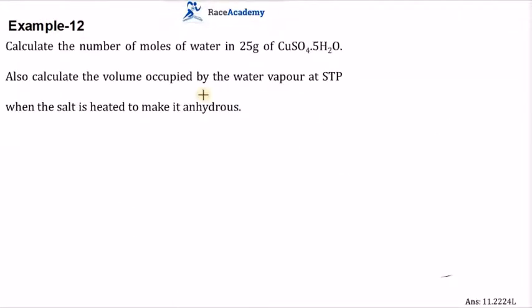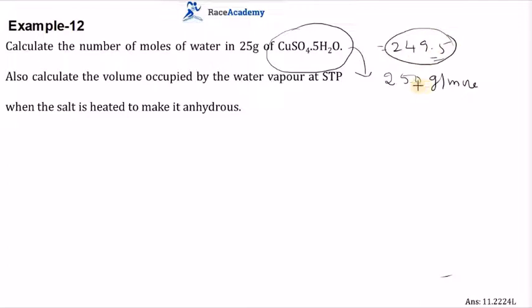Let us see the next one. Calculate the number of moles of water in 25 grams of copper sulfate. On seeing this, copper sulfate, I can tell one thing: its molecular mass is close to 250. So I can write approximately 250 grams per mole. Exactly it is 249.5, I am taking 250.